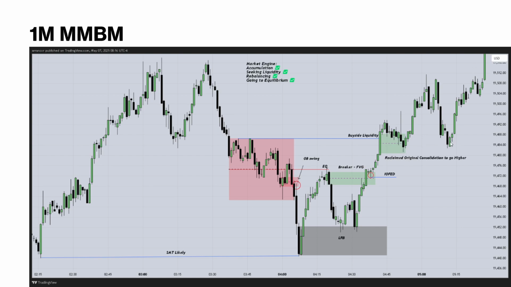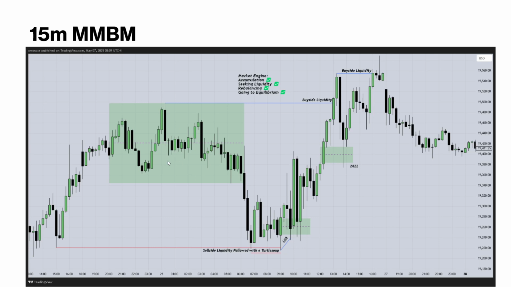And we've also tapped it twice in this case right here, as you guys can see. So this was very interesting to look at, to be honest. If you know how to read this language, honestly, you guys will thrive in trading. I won't even lie. Let's look at this 15-minute market maker buy model.